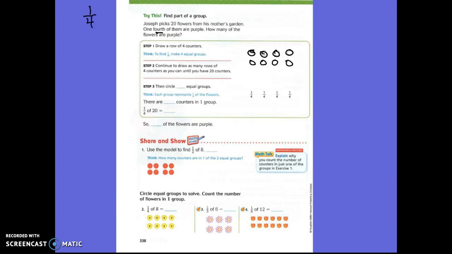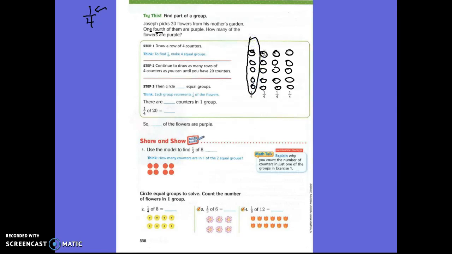So we got 4, 8, 12, 16, 20. Okay, now, how many groups did we circle? 1. Because the unit fraction is 1 on top, remember? So you're going to only circle 1 equal group.